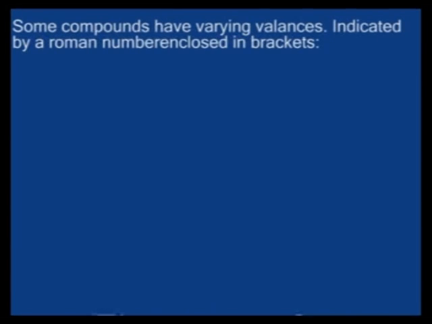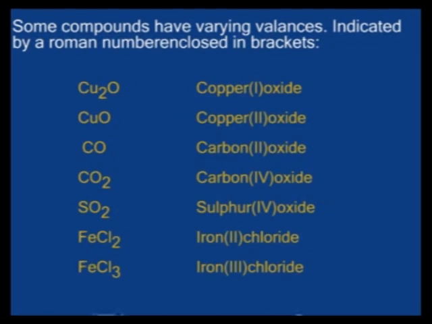Now, there are some elements which have varying valencies or combining powers. For example, copper can have a valency of 1 or 2. In such cases, the valency exhibited is indicated in Roman numerals in brackets when the name of that compound is written. For example, copper(II) oxide is different from copper(I) oxide, as you can see from the formulas. Carbon(II) oxide, commonly called carbon monoxide, has that formula as opposed to carbon(IV) oxide. Iron(II) chloride is different from iron(III) chloride.